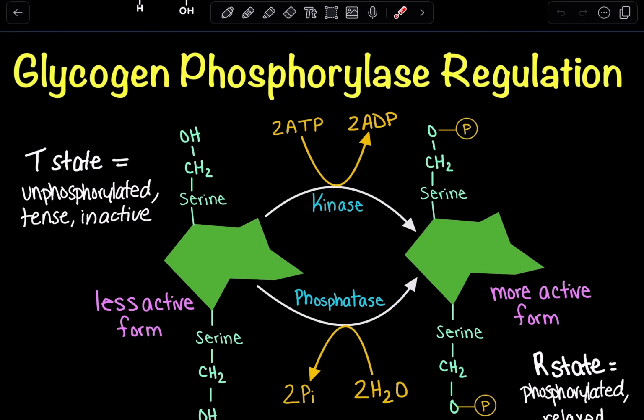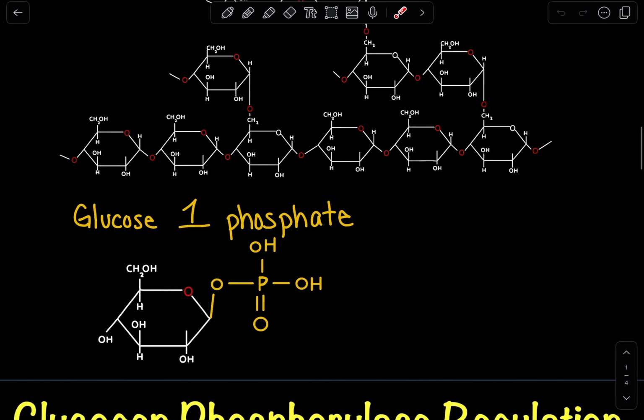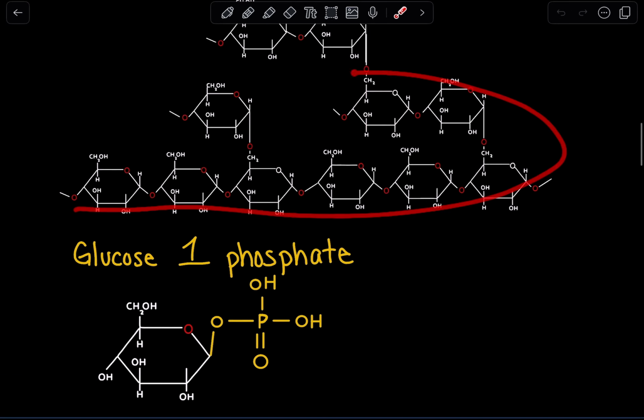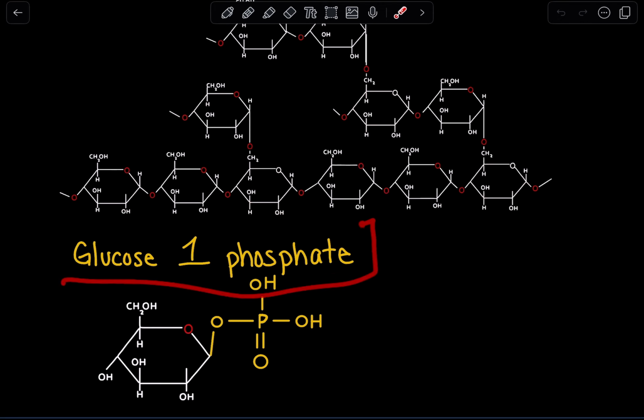So here we're going to overview glycogen phosphorylase regulation. But before we jump into that, we need to recap: what does glycogen phosphorylase do? We have to remember that this is an enzyme, and the function of this enzyme is to cleave terminal glucose molecules within glycogen to produce glucose 1-phosphate, which can be converted into glucose 6-phosphate that can be used by glycolysis for energy when we have low glucose levels in the body.